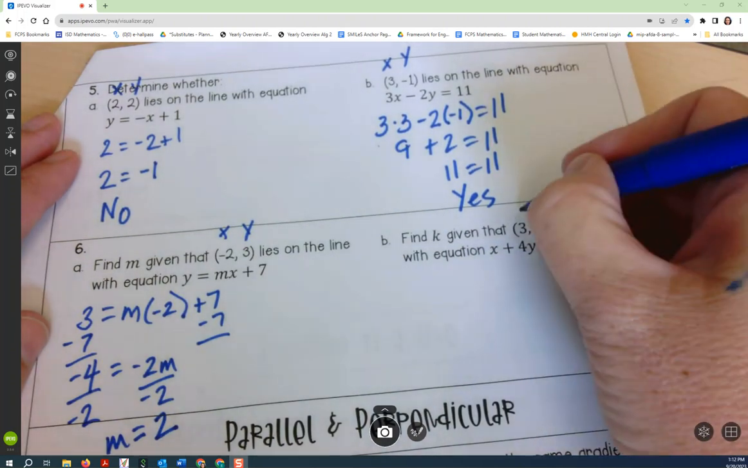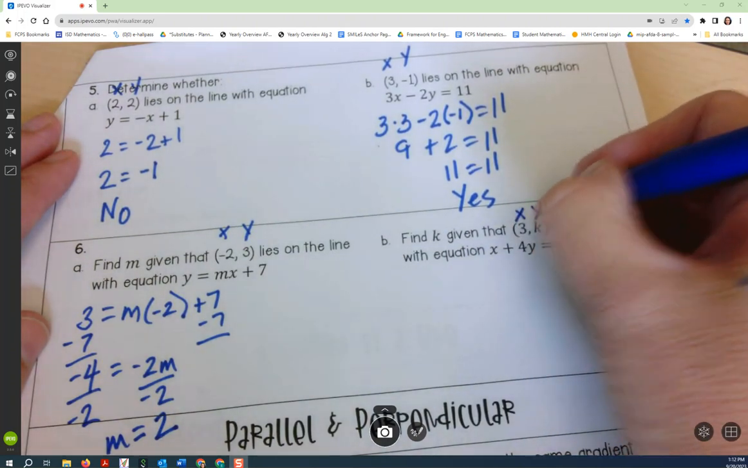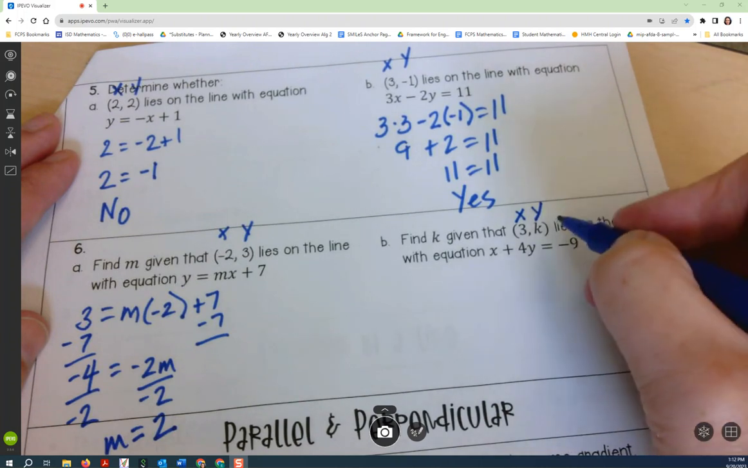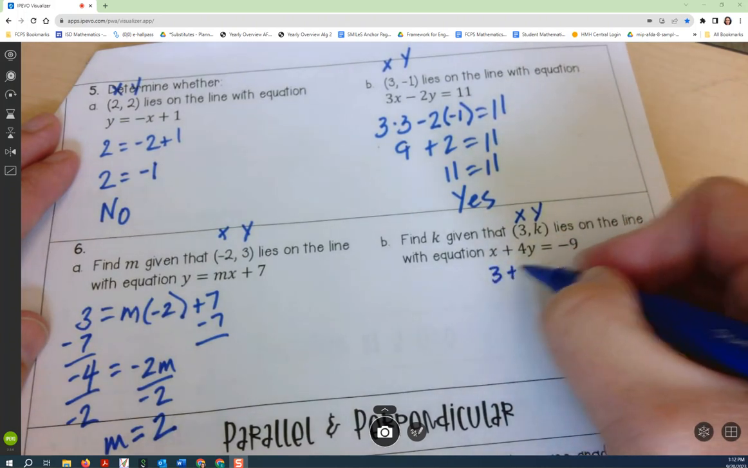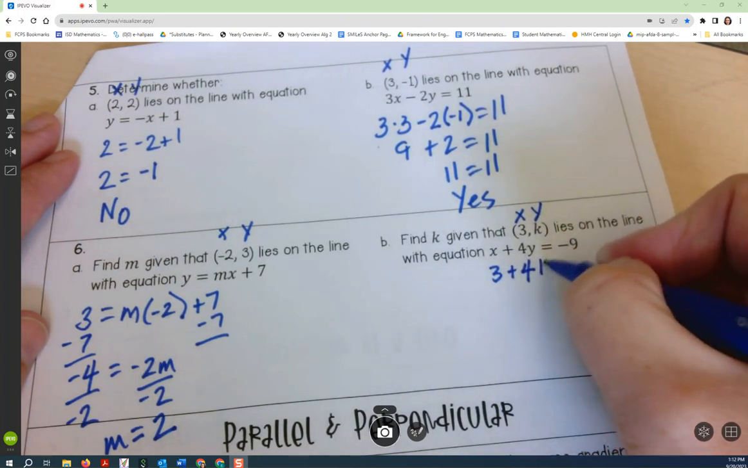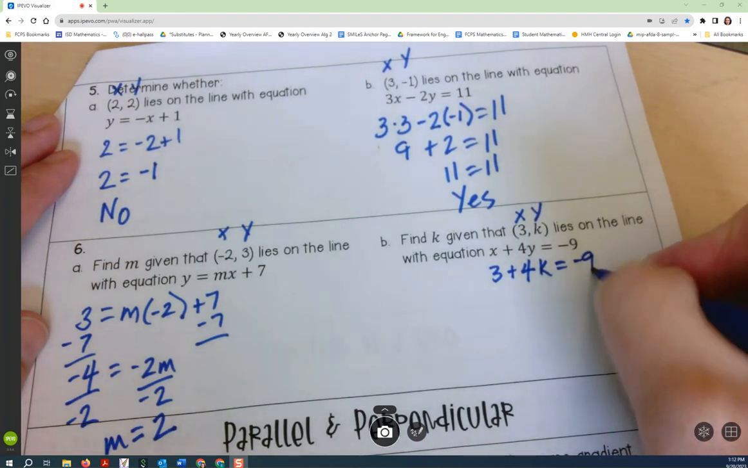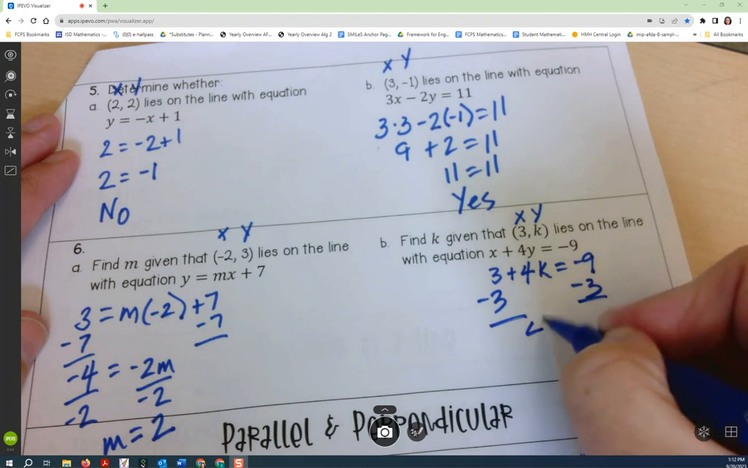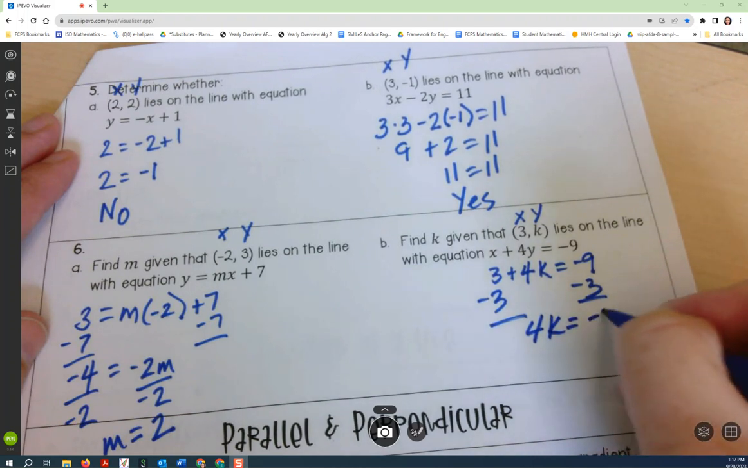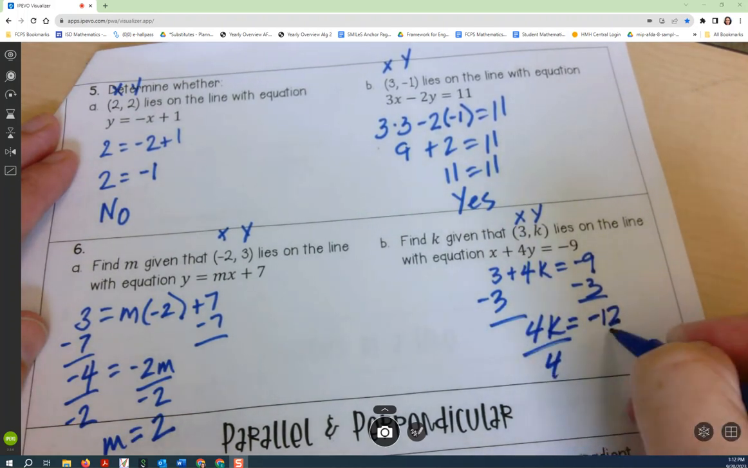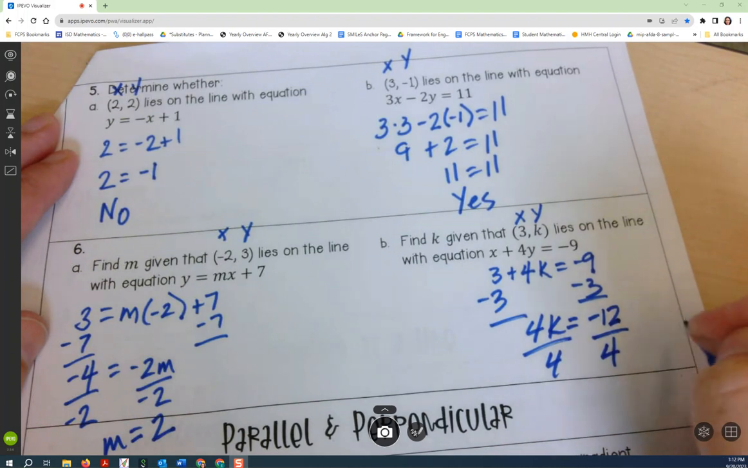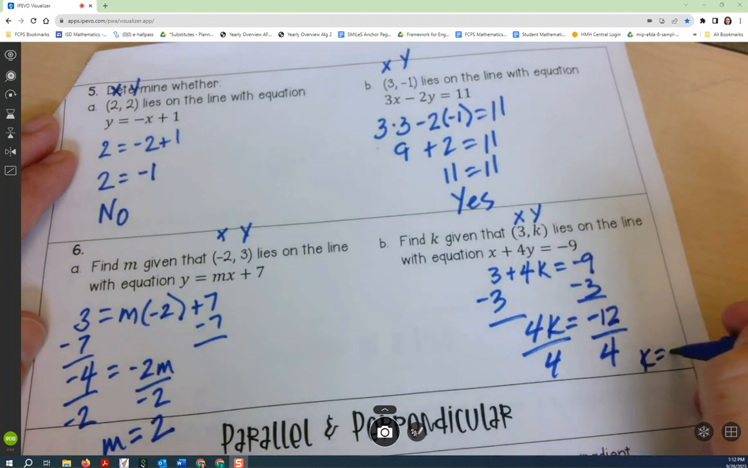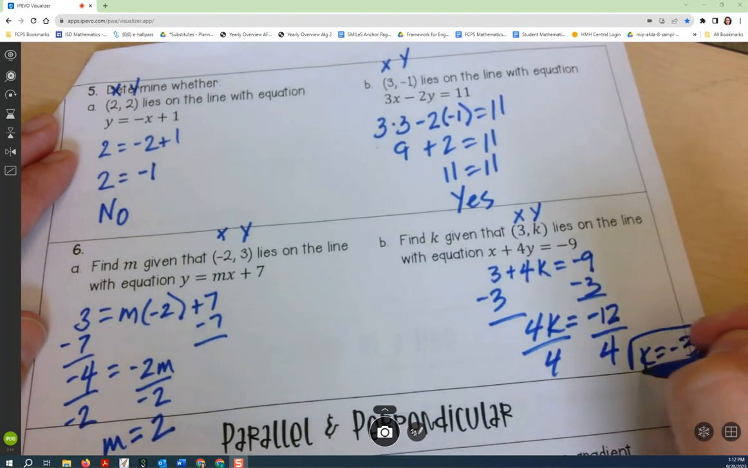All right, and then for this one, it's just telling you this is your x and this is your y. So substitute in again, 3 plus 4k equals negative 9, and solve for k. And I'm getting k equals negative 3.